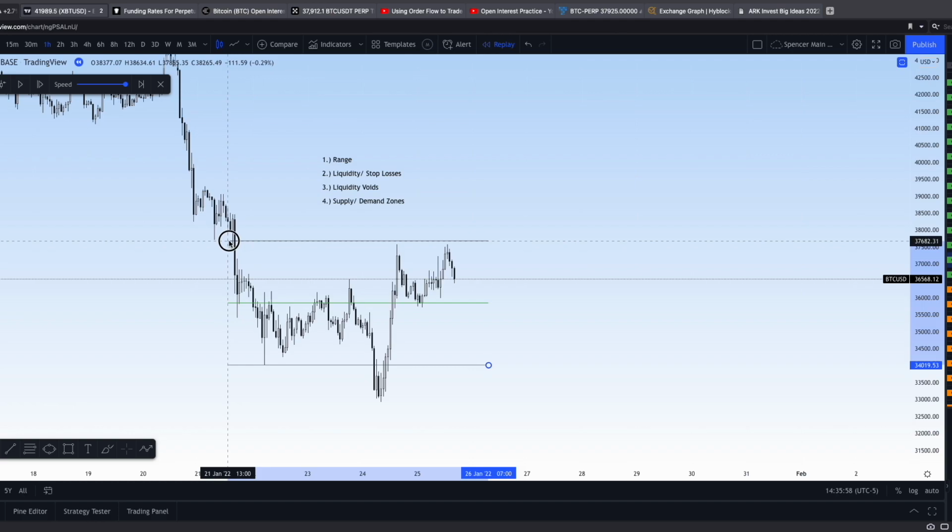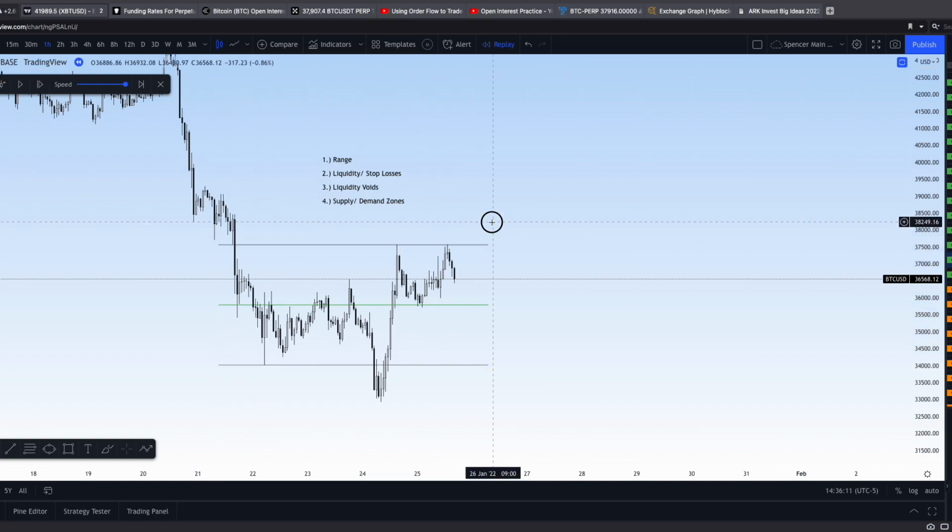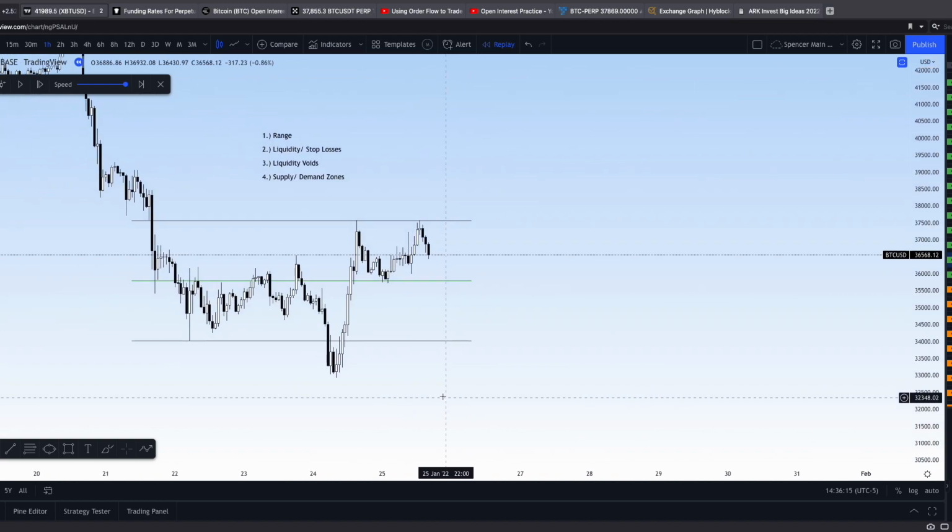And on the highs, you either have something like equal highs or previous support that you can tap into, like this candle right here, this down candle, and you can mark that out as your range high. Now, with that being said, what you want to look for is where is the liquidity in the zone.